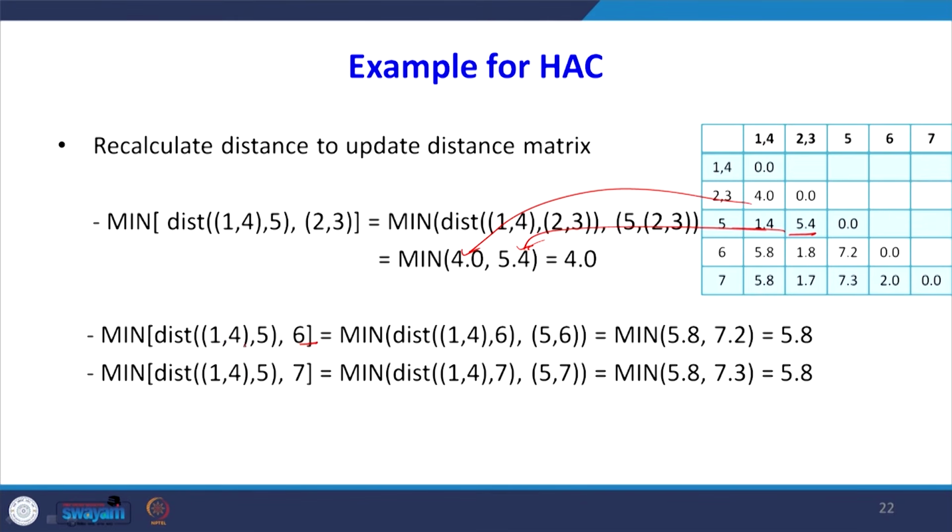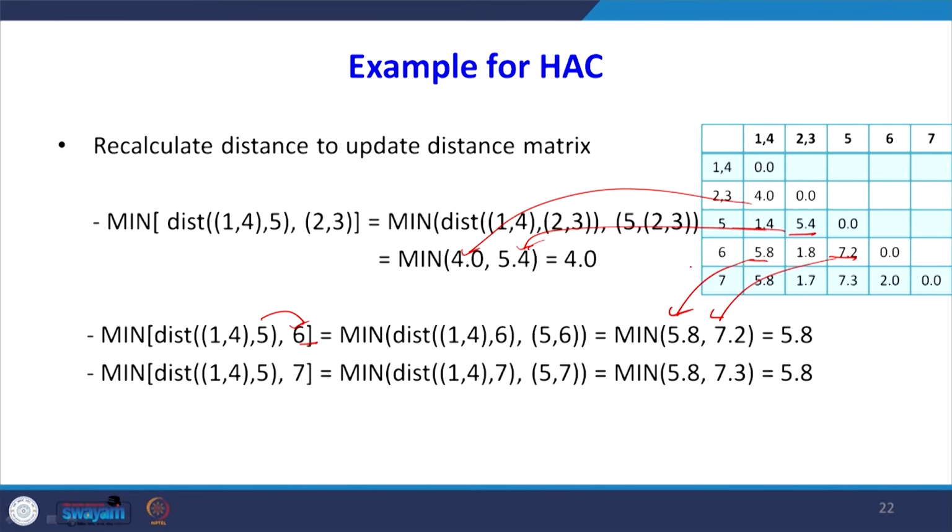So what you have to do? 1, 4 versus 6, 1, 4 versus 6 and 5 and 6. So 1, 4 and 6, this is 5.8, right. So this value we got here. 5 comma 6, 7.2, we got this value here. The minimum is 5.8. Now there is a 7th object.